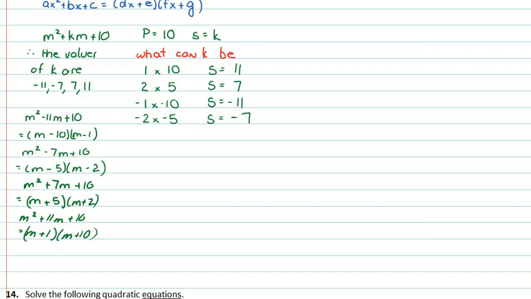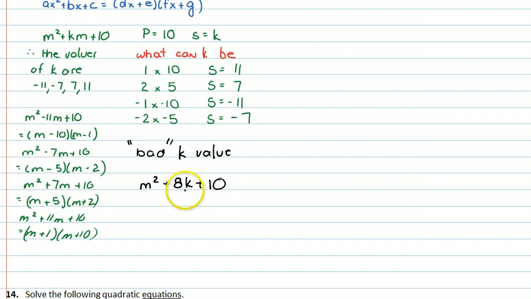So an example of k that wouldn't work, a bad value of k, when I say bad, I should put this in quotations, would be, for example, m squared plus 8m plus 10. Because there's no two numbers that add to 8 but multiply to give me 10 that are nice integers.